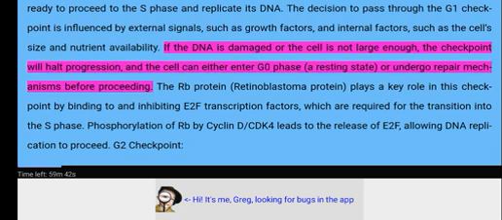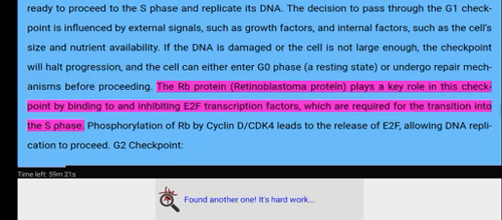If the DNA is damaged or the cell is not large enough, the checkpoint will halt progression, and the cell can either enter G0 phase, a resting state, or undergo repair mechanisms before proceeding. The RB protein, retinoblastoma protein, plays a key role in this checkpoint by binding to and inhibiting E2F transcription factors, which are required for the transition into the S phase.